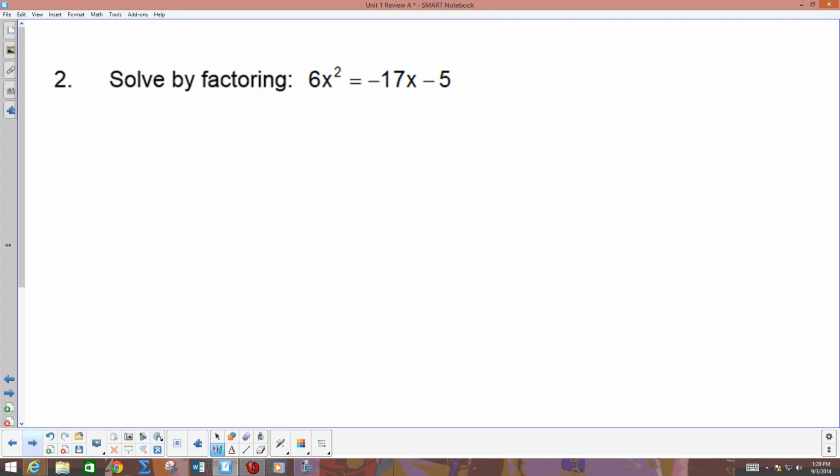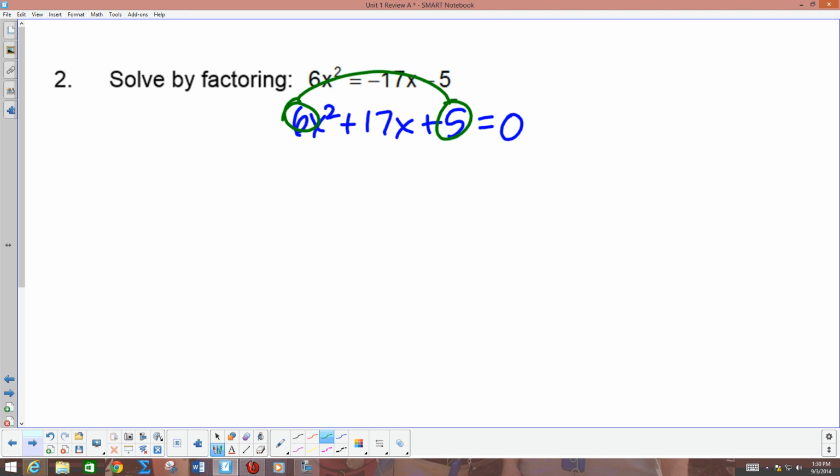Number 2, again, a factoring problem. We want to set it equal to 0, and so I'm going to go 6x squared plus 17x plus 5 is equal to 0. And so now this one I need to use master product. I'm going to multiply the 6 and the 5 together. And 6 times 5 is 30. So something times something gives me 30. And something plus something gives me 17.